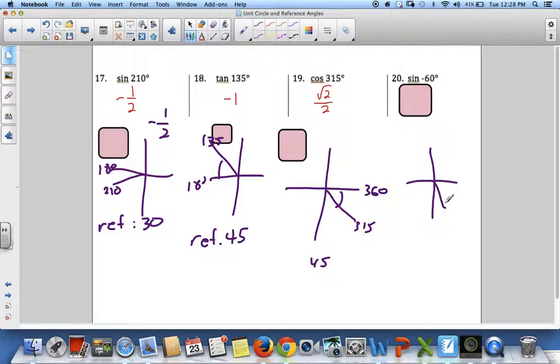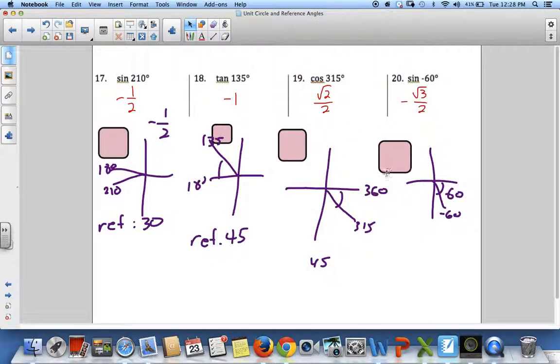Now sine negative 60, if I wanted to do that one, that's going to be down over here. Negative 60 is down here. The reference angle is 60. So all the rules of 60 degrees will happen. The sine of 60 degrees is square root of 3 over 2. And in this quadrant, the sine is negative, so negative square root of 3 over 2. And once you look at the chart, that's very simple.